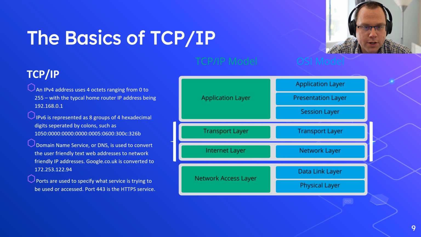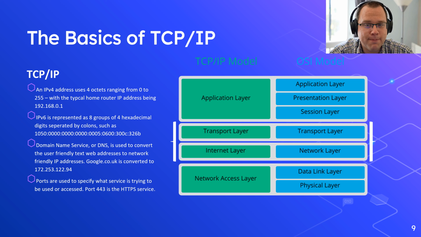Now, networks communicate via the IP addresses and ports, and a port signifies what service you're attempting to use or reach. In the case of HTTPS, secure web browsing, the port is 443. Therefore, after retrieving the IP address from the DNS, your computer will be attempting to connect to 172.253.122.94 on port 443. But all you will see as the end user is google.co.uk.